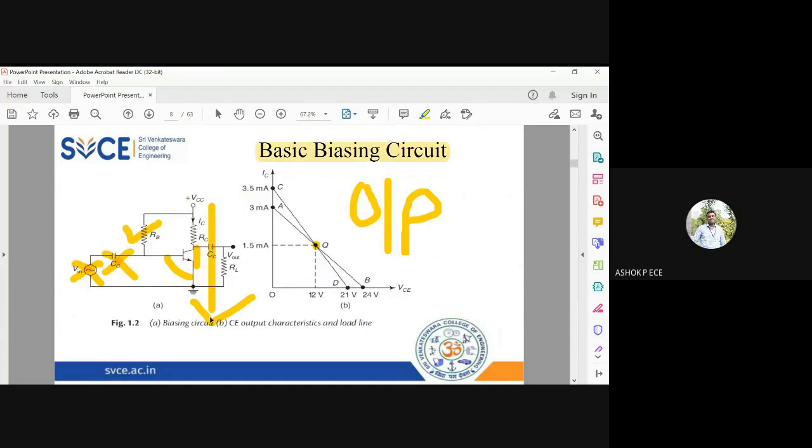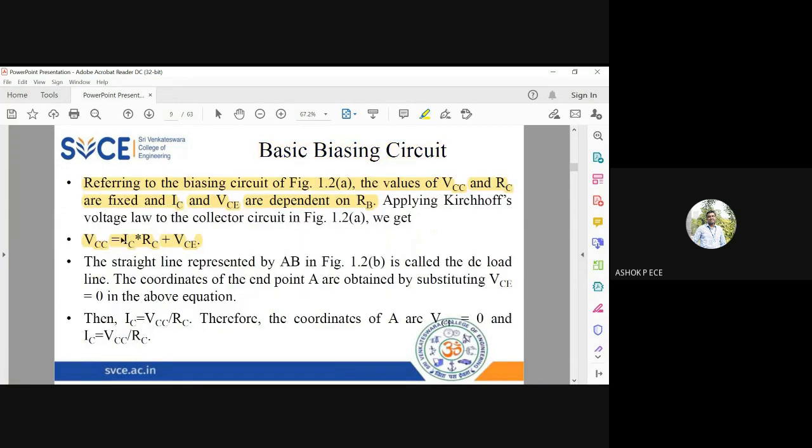When you consider the biasing circuit, ignore all the AC components and other external components which you have added. So I will not be including CC and RL. On the output side, you see one voltage is VCC, one voltage is VCE. Always VCE will oppose your VCC. So the effective voltage is VCC minus VCE. Using Ohm's law, V is equal to IR. So VCC minus VCE equal to the current flowing through this path, IC. The resistance in this path is RC. So I can write VCC minus VCE equal to IC into RC, or I can write VCC equal to IC into RC plus VCE. Very simple.